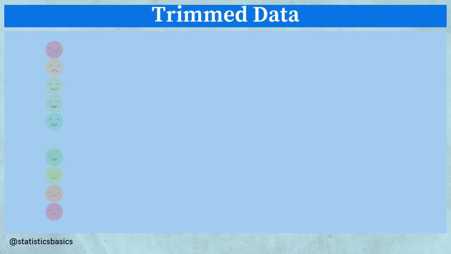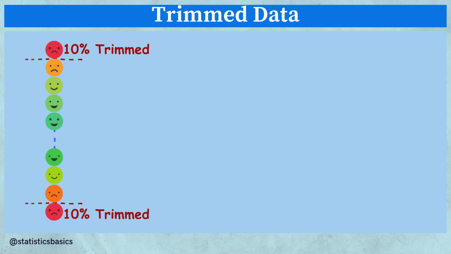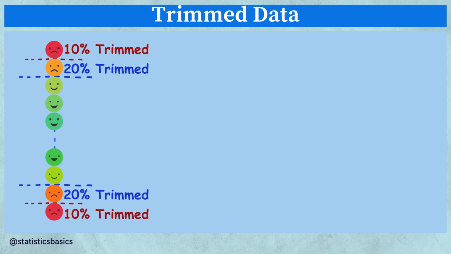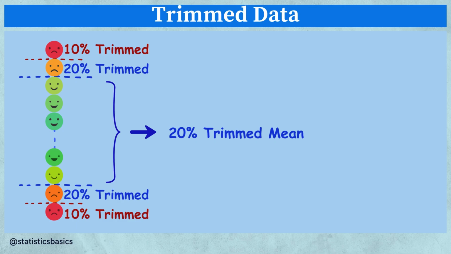In trimmed data, we remove a certain percentage of the highest and lowest values from a dataset before calculating the average. This helps to reduce the influence of outliers or extreme values, producing a more robust estimate.